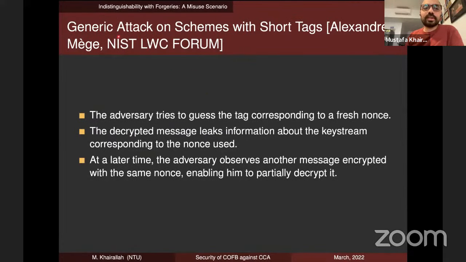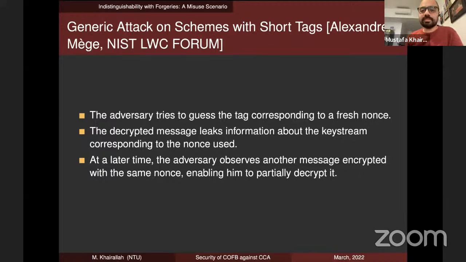Why do we do this? Because there was a generic attack on schemes with short tags proposed on the NIST LWC forum by Alexandre Mej, where the adversary will try to guess a tag corresponding to a fresh nonce. Once the forgery succeeds, he will be able to observe some information about the key stream of that nonce. At a later stage, if this nonce has not been used before, he will observe a message encrypted by the same nonce and will be able to partially decrypt it.